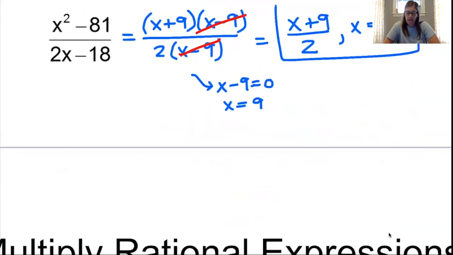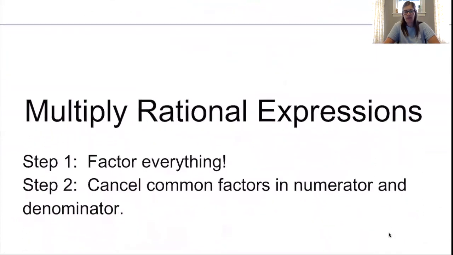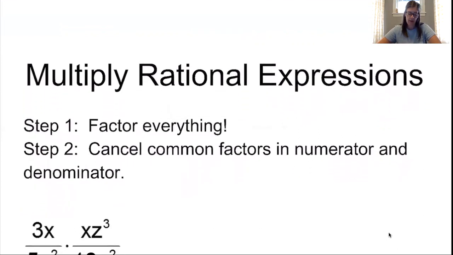Okay, moving right along, we're going to talk about multiplying rational expressions. So just take a quick second here to look over my directions for multiplying rational expressions. It's exactly the same as simplifying rational expressions. So step 1, factor everything. Step 2, cancel common factors in the numerator and denominator. And then basically write what's left over. Leave stuff in the numerator, denominator, wherever it is. And we'll still do that whole thing where we write out any restrictions to the domain that we canceled out.